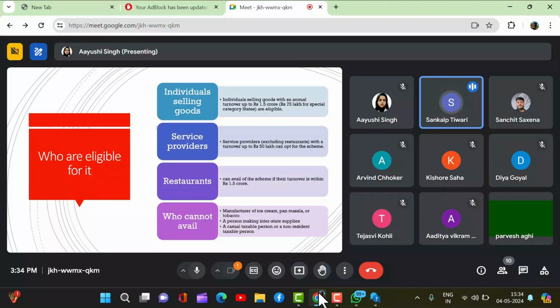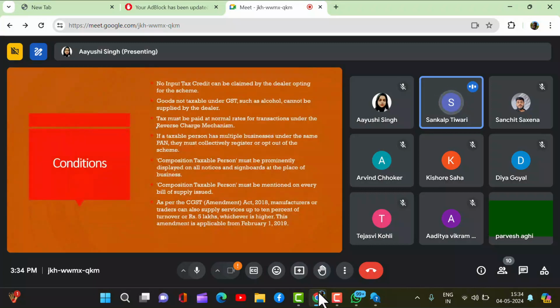1.5 crore rupees, and people who sell alcohol or manufacturers of ice cream or other tobacco products, or people who make interstate supplies, they are not eligible to opt for this scheme. They are out of it. Okay. Next slide, please.